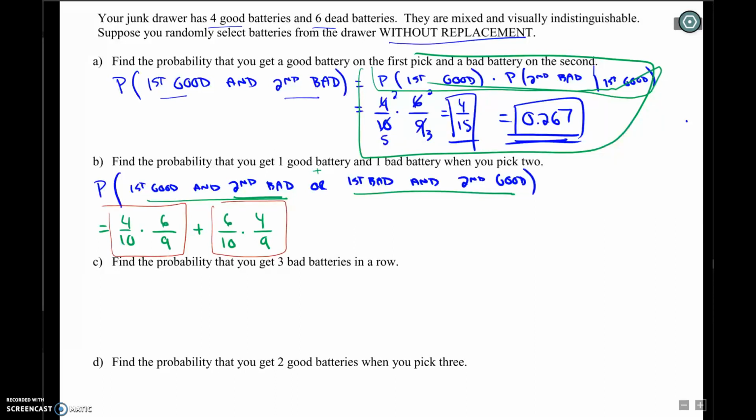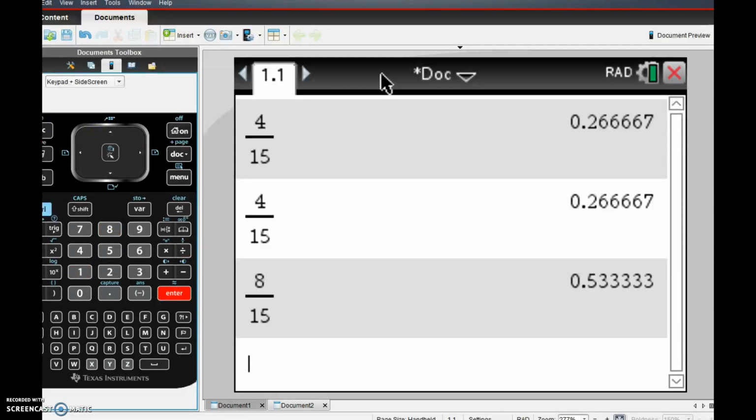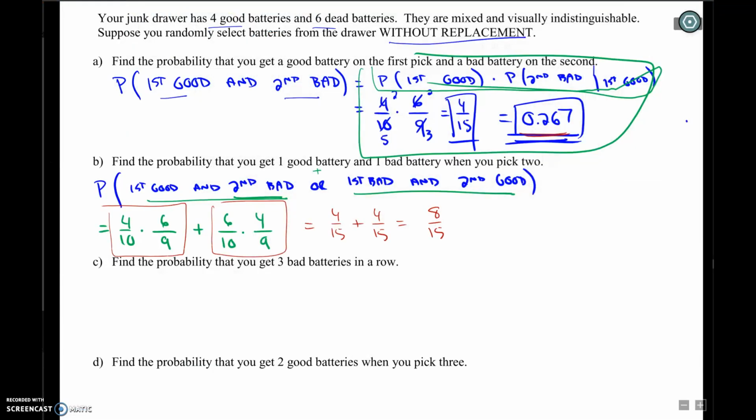4 times 6 divided by 90, and then 6 times 4 divided by 90. So basically, it's just that 4/15 that I calculated before times 2, which gives me 8/15, which is twice as big as this, but I'm just going to type it in so I don't have to think about it. 0.5333. So the probability of getting one good and one bad is over 50%. That'll happen over half the time. Okay? But it could happen in two different ways.